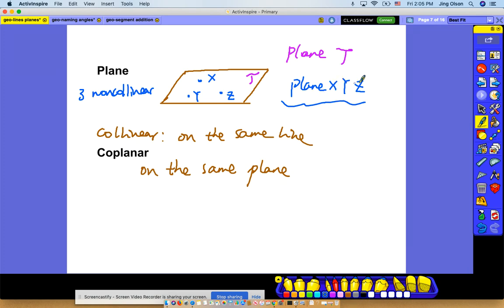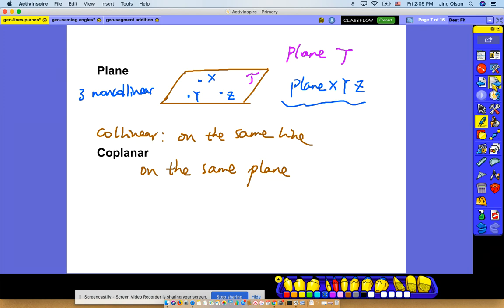You can't just say XYZ without the word plane. You can't just say the T without the word plane. Plane T, plane XYZ. These are the 2 ways of writing a plane: 3 non-collinear points, or the name of the plane on the corner.